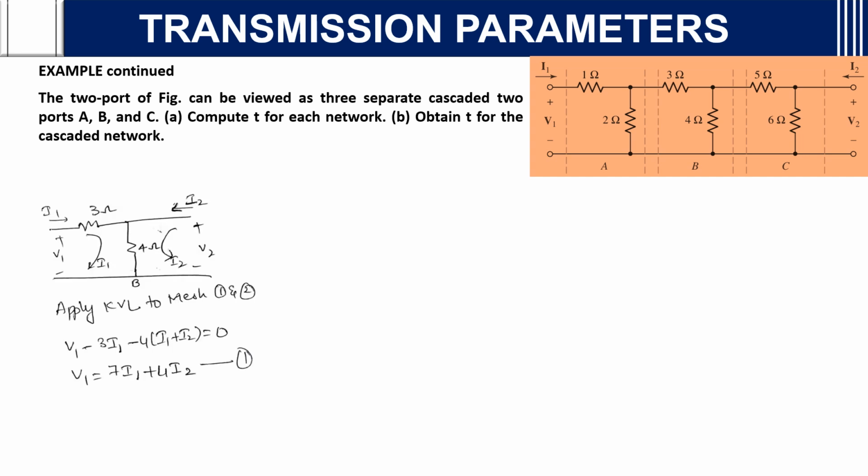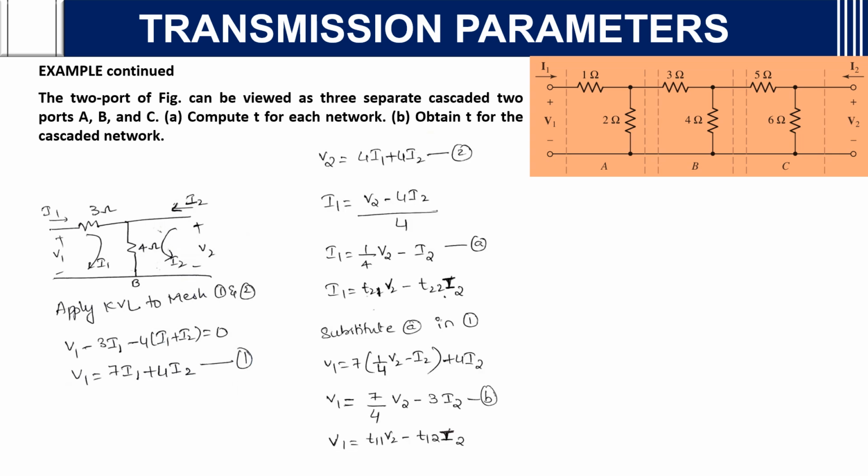For TB, consider this network 3, 4. In the same way, apply KVL to mesh 1 and mesh 2. You will get V1 is equal to 7I1 plus 4I2, and KVL to mesh 2 gives V2 is equal to 4I1 plus 4I2. From this you can take I1 is equal to (V2 minus 4I2) by 4. Why are we taking this? Because you will get the T21 and T22 values from this equation, since I1 is equal to T21 V2 minus T22 I2. So you get I1 with T21 as 1 by 4 and T22 as 1. If you substitute this I1 in the first equation, you will get V1 is equal to 7 into (1 by 4 V2 minus I2) plus 4I2. So V1 is equal to 7 by 4 V2 minus 3I2. So 7 by 4 is T11, 3 is T12. So you got the second matrix, the TB matrix.